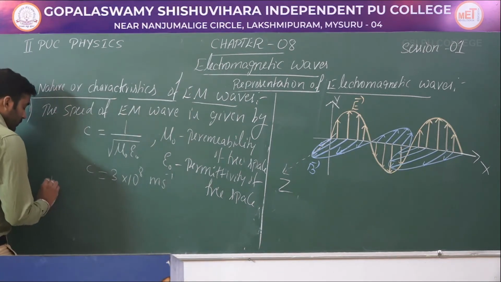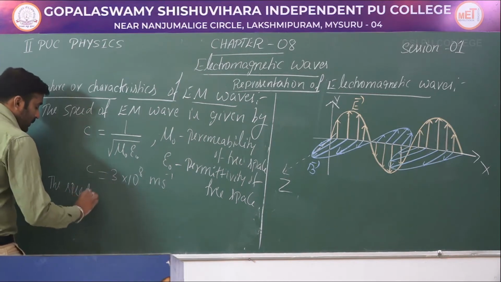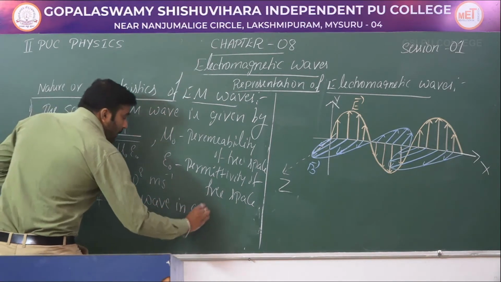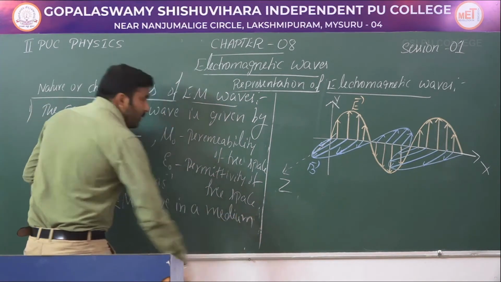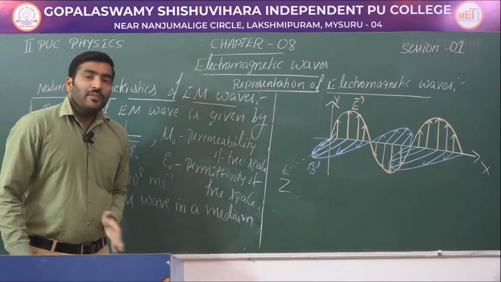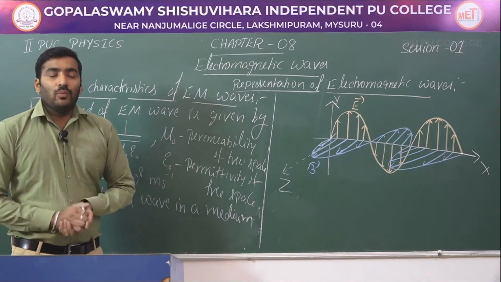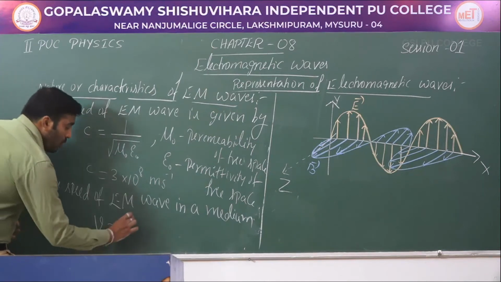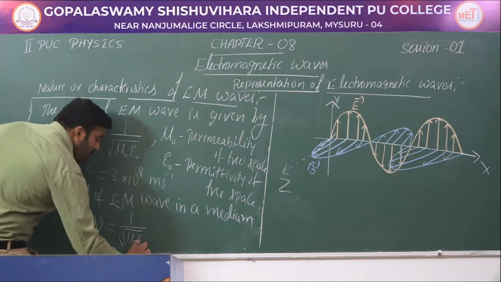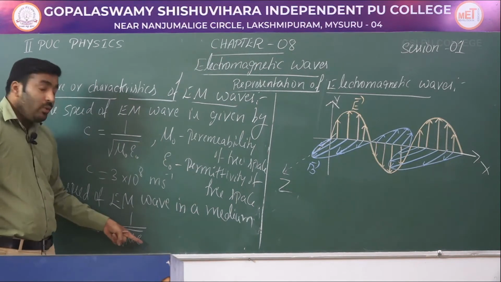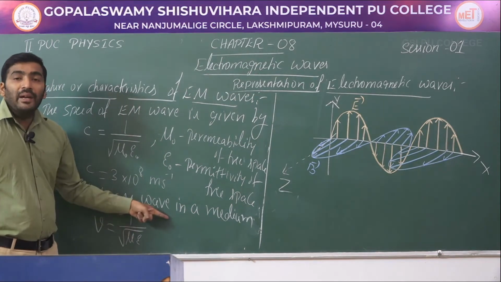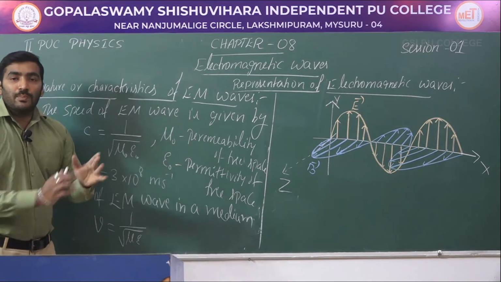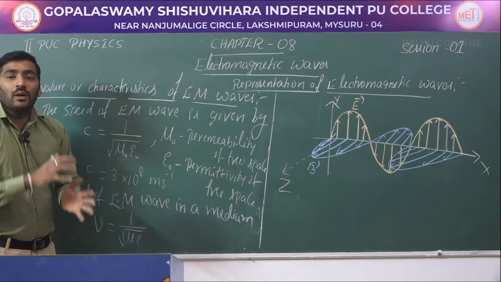Next, the speed of electromagnetic wave in a medium. If the electromagnetic wave is traveling in any medium other than air, vacuum or free space, what is the speed? The speed is given by v is equal to 1 divided by root of mu into epsilon, where mu is the permeability of the medium and epsilon is the permittivity of that medium. So the speed of an electromagnetic wave depends on the medium.